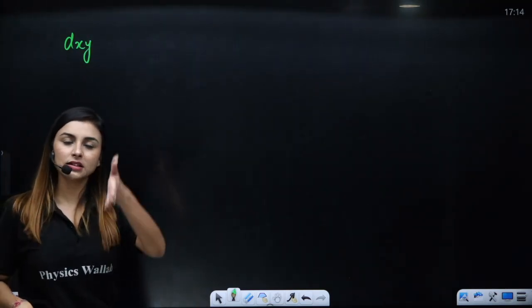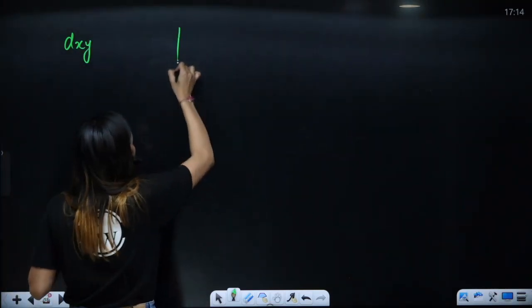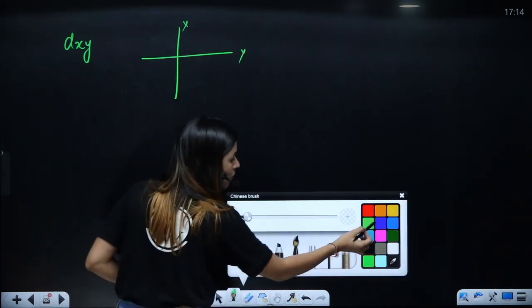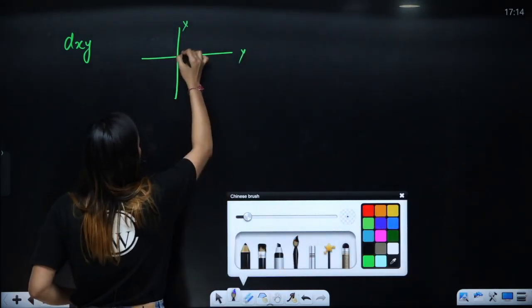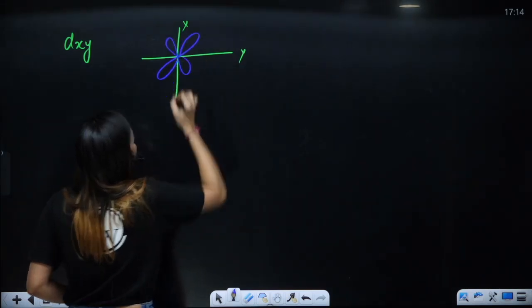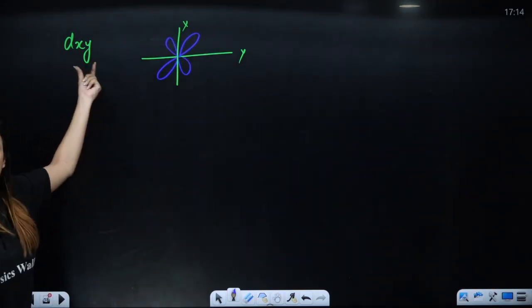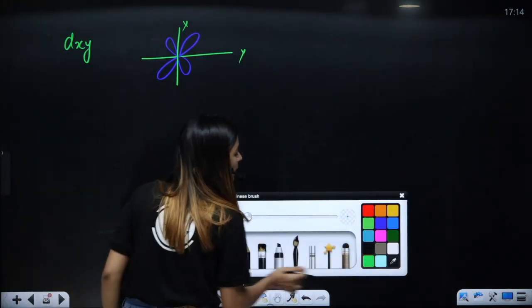You will have a X axis. You will have a Y axis. So, you will have this X axis. You will have this Y axis. And the shape would be something like this. Double dumbbell in between the axis. If you are clear with DXY, can you draw the shape for DYZ?